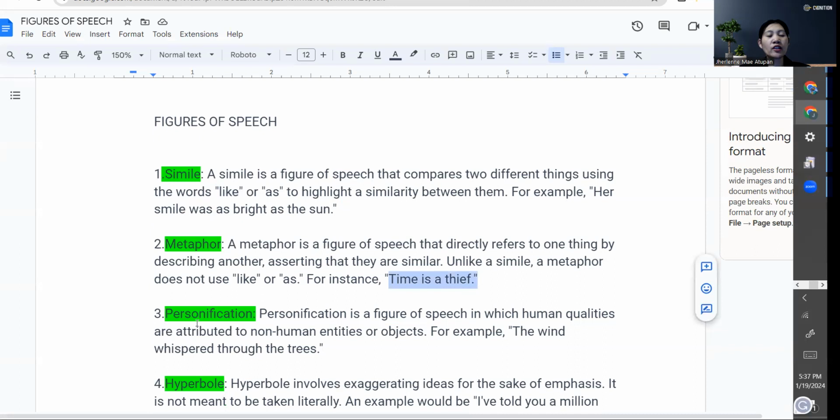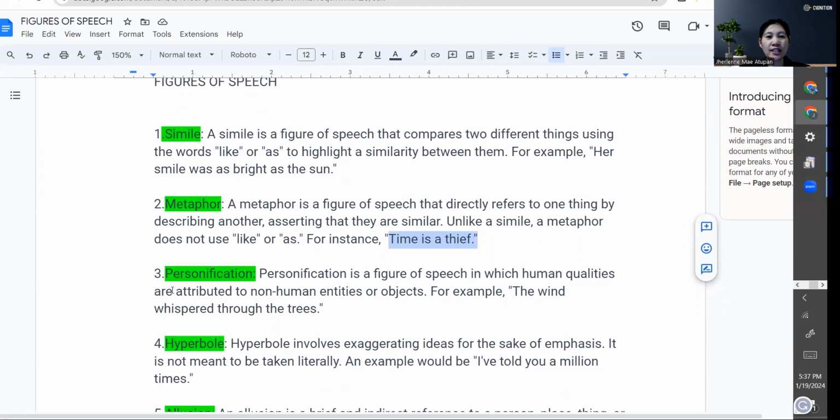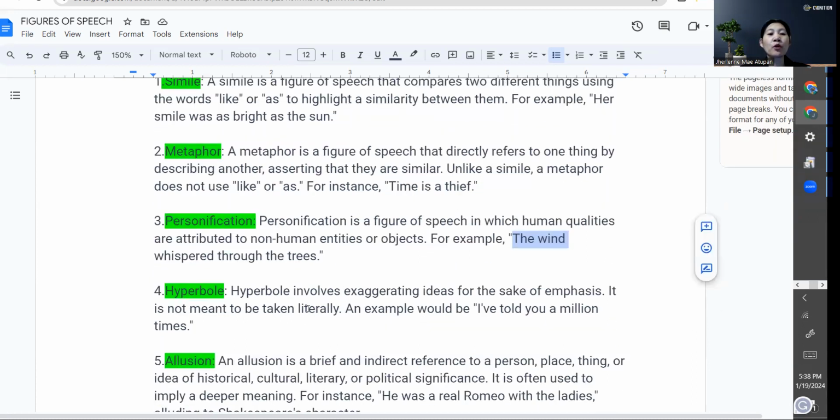All right. The next one is personification. Here you attribute human qualities to non-human entities or objects. Example: the wind whispered through the trees. The wind cannot whisper, but because you're using personification, you're using human qualities to attribute to the object, the wind. Next one is hyperbole.